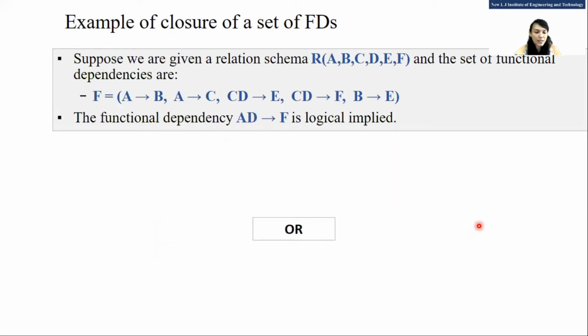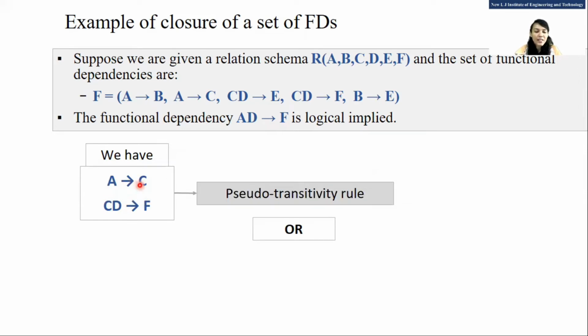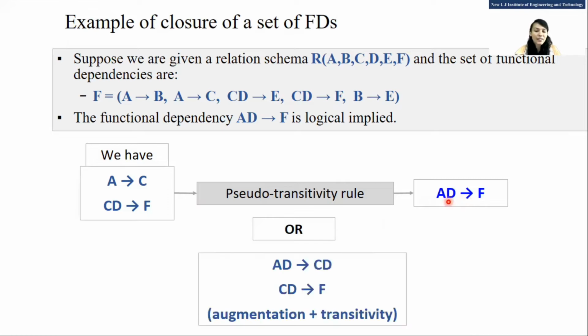Now the next one is AD determines F. How are we getting this? We have A determines C and CD determines F. Now with the pseudo transitivity rule, we can replace C with A. So that will give us AD determines F. So this is how we are getting AD determines F, and the same thing we can get with augmentation plus transitivity also. So this is how we are getting the new dependency.